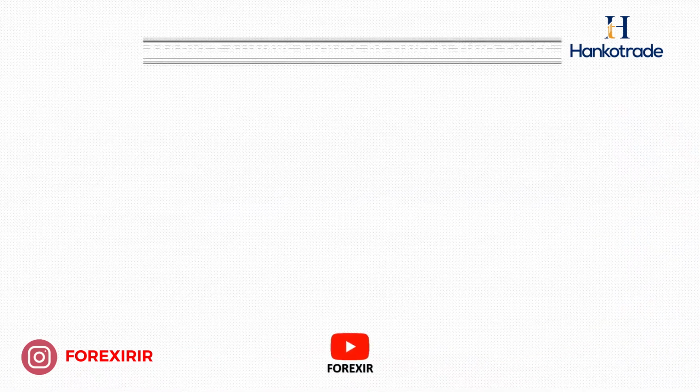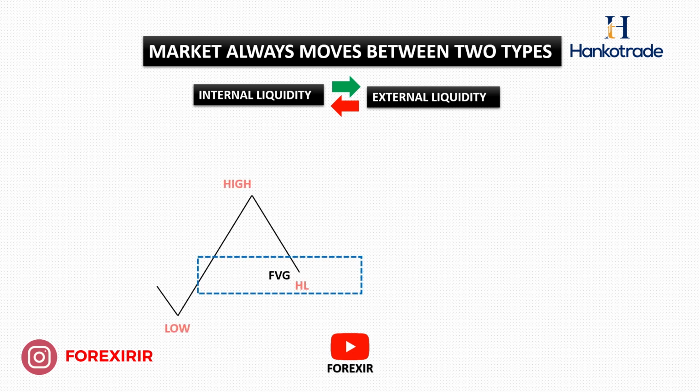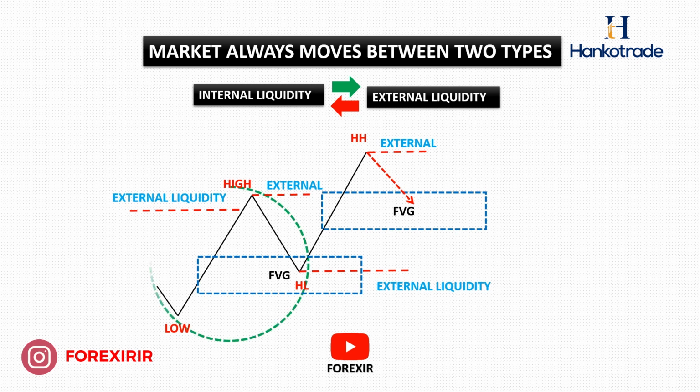In the market, price continually oscillates between two types of liquidity, internal and external. You can envision it as an ongoing cycle where price transitions either from internal to external liquidity or from external to internal liquidity. In simpler terms, price moves either from a high or low point towards a fair value gap or from a fair value gap towards a high or low point. This forms the fundamental movement pattern that the market adheres to.